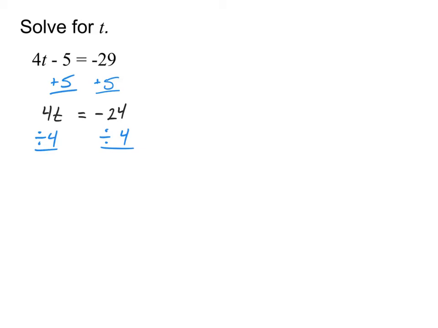All right, so when I divide both sides by 4, 4 divided by 4 is 1. So on the left side, we're just left with 1t, which is just t. And then on the right side, I do negative 24 divided by 4, which is a negative 6. And then that one is now done because we figured out what t equals.